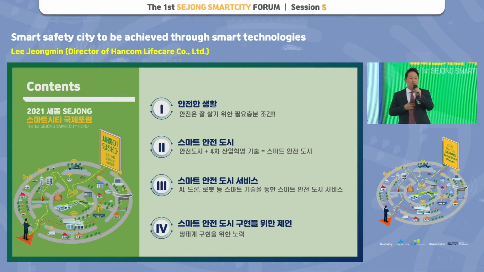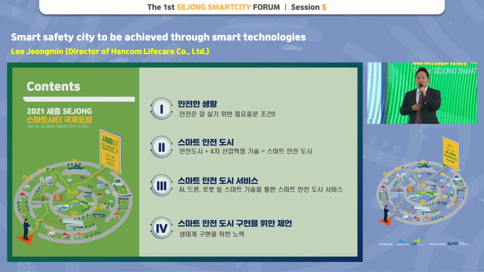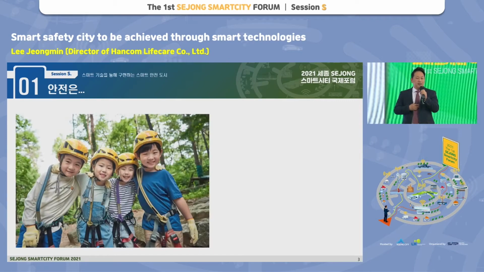First, I'm going to talk about what a safe life, safe living is, and then I'm going to define the smart safe city, and also take some examples of smart safe city services.